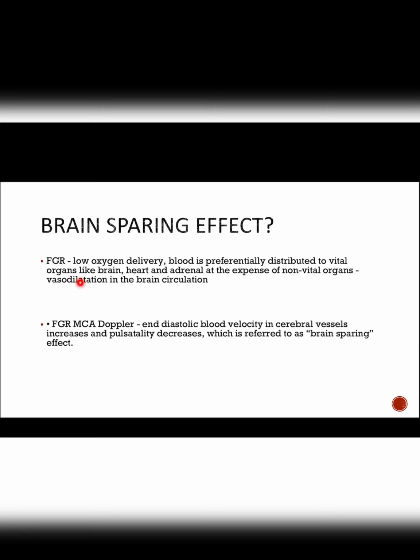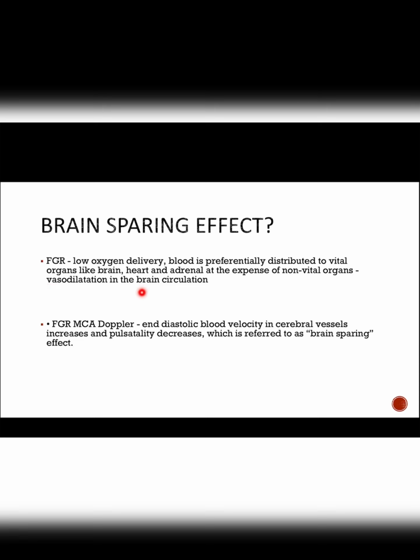For MCA, you need to know what the brain sparing effect is. Whenever there is a threat to the fetal circulation due to any cause, the body preserves the blood to the vital organs like the brain, the kidney, the adrenals. So there is increased flow to them at the cost of decreased flow to the other organs. This is known as the brain sparing effect. In fetal growth restriction, with low oxygen delivery, blood is preferentially distributed to vital organs like the brain, heart and adrenals at the expense of non-vital organs.